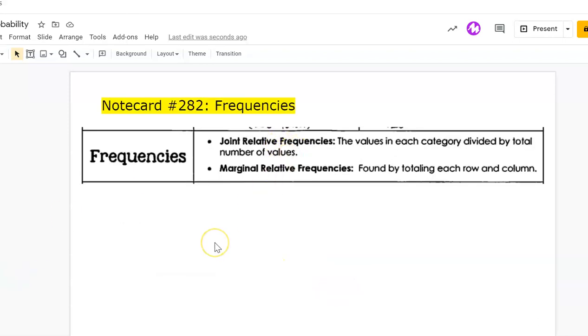All right, note card 282 is just simple notes about frequency. There's something called a joint relative frequency. These are the values in each category divided by the total number of values. A lot of times it's called relative frequency, not joint relative necessarily, but relative. And then there's a marginal relative frequency. It's found by totaling each row and each column. So go ahead and pause me and finish that up, writing down those things in note card 282.